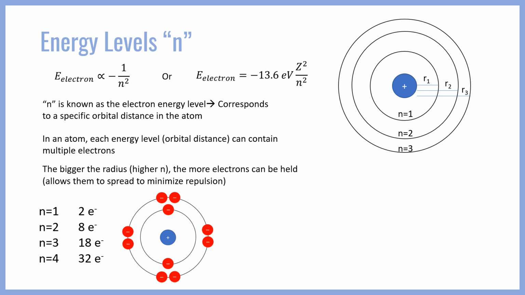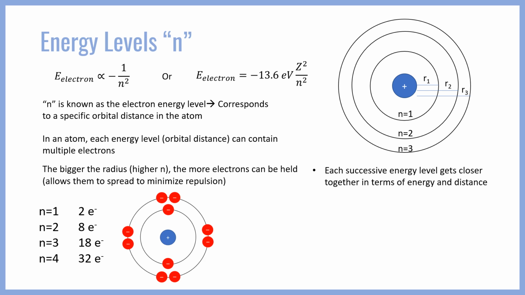Now, a Bohr model of an energy level diagram might look something like this, where you can see the interior energy level, or n equals 1, is going to hold 2 electrons, as indicated by the red dots around the nucleus. However, the second energy level, the second ring around the nucleus at a further distance, can actually hold 8 electrons. If you go even further, n equals 3 can hold 18 electrons, and n equals 4 can hold 32 electrons. So clearly, as n increases, the number of electrons that can be held quickly increases as well.